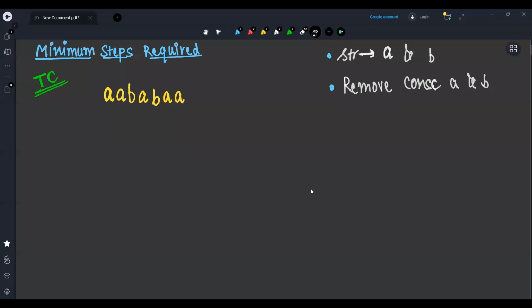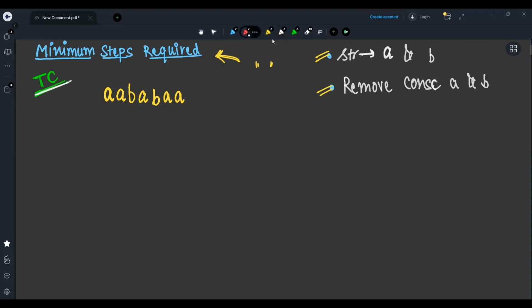We are given a string containing the two characters a and b. Secondly, we have to remove the consecutive a's and b's. So we have to find the minimum steps required to make our string empty. Let's take an example test case to understand it better.